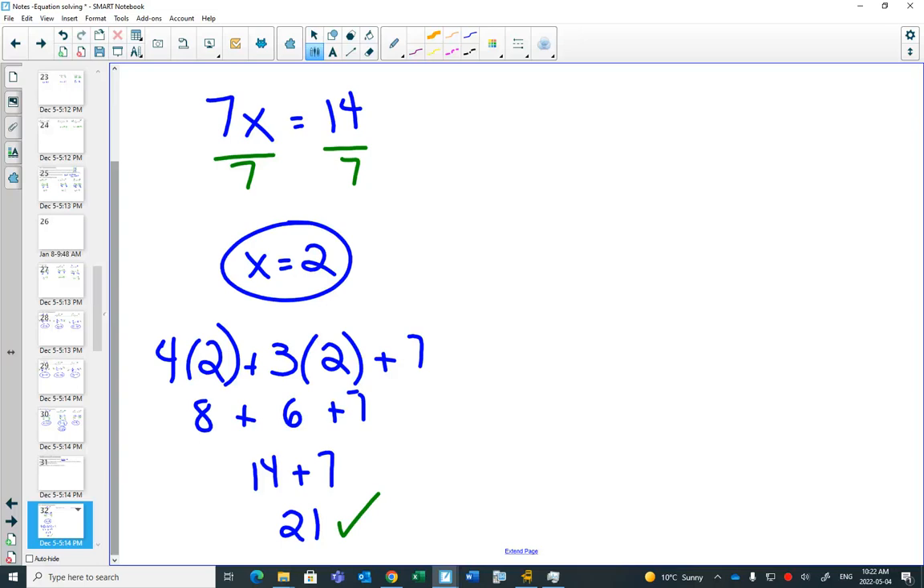And sometimes when you're checking it, they actually draw a line like this and say this was the left-hand side of my equation, this was the right-hand side. They should equal once I solve them. If they do, boom, I know that I got it right.